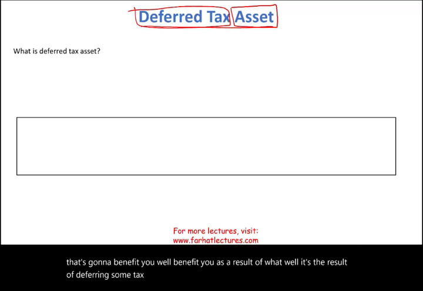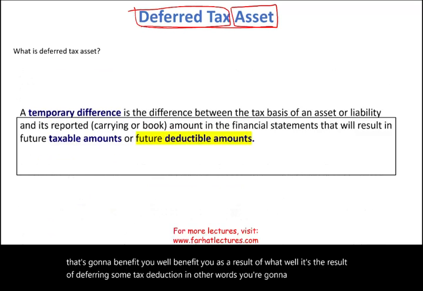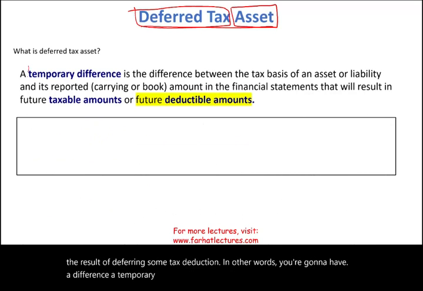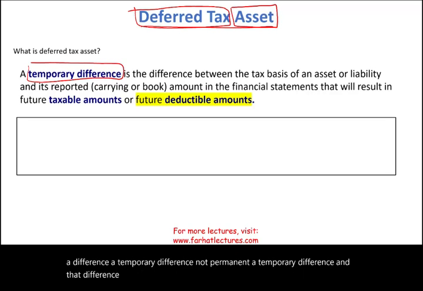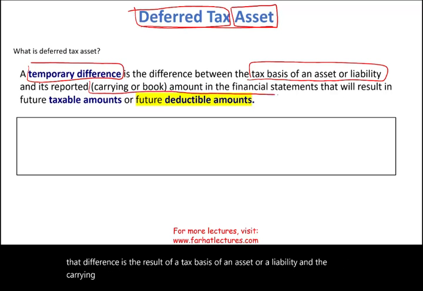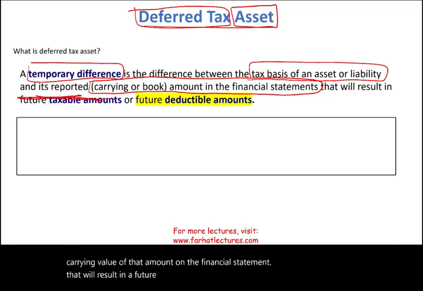In other words, you're going to have a difference, a temporary difference, not permanent, a temporary difference. And that difference is the result of a tax basis of an asset or a liability and the carrying value of that amount on the financial statement. That will result in a future taxable deductible amount.